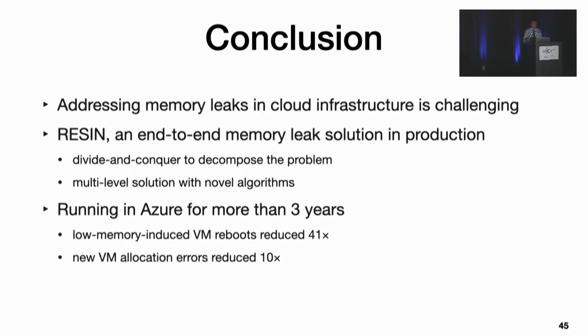So, a quick summary of this talk. We present RESIN, an end-to-end service designed to tackle memory leaks in production cloud infrastructure. It takes a divide and conquer approach to decompose the memory leak problem. And we design a multi-level solution with novel algorithms. RESIN has been running in Azure for more than 3 years and successfully reduced low memory-induced VM reboots and new VM allocation errors.